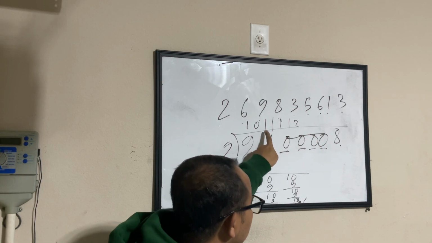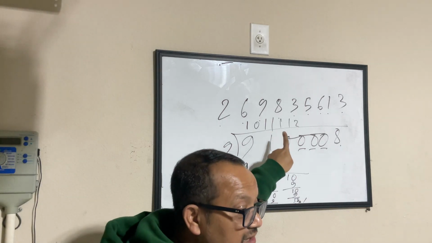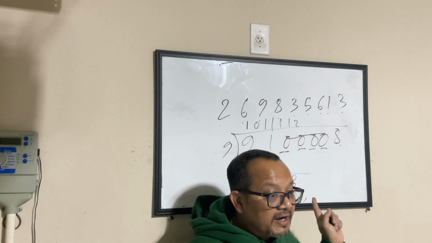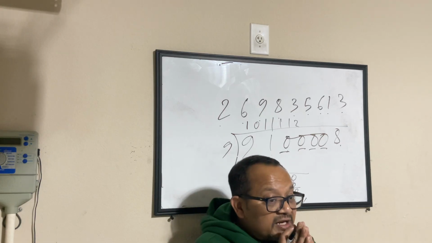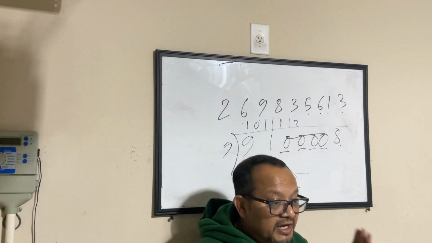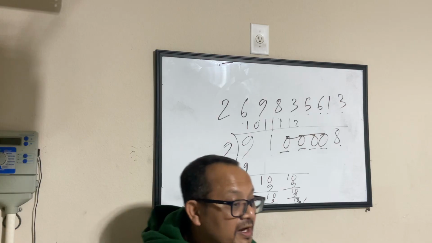So this is the answer. What he told us last week, that was not the answer. What we are trying to find out is whether a number can be divided by 3 or 9 or not. This is a method to find it out.